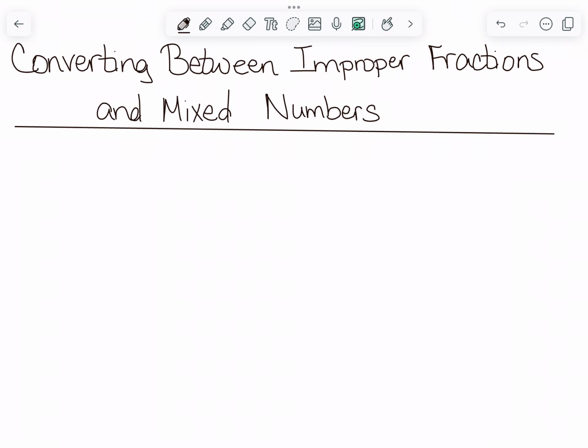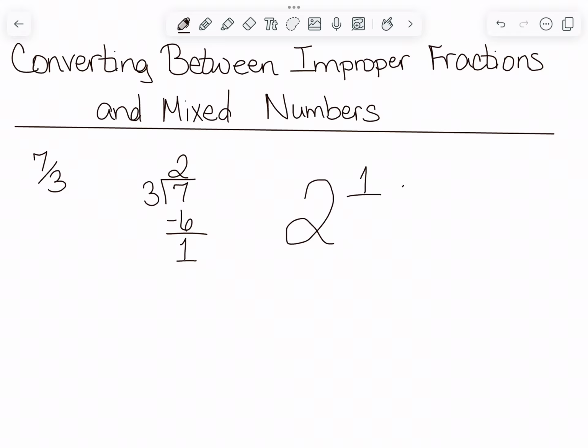Let's practice going from an improper fraction to a mixed number. Let's look at that fraction 7/3. Remember, another way to think about fractions is division. This is the same thing as 7 divided by 3. So how many times does 3 go into 7? And the answer is 2. Since 2 times 3 is 6, that tells us we have 1 left over. So the 2 is our whole number part. The 1 is the numerator, and the denominator remains the same, 3. So 2 and 1/3.